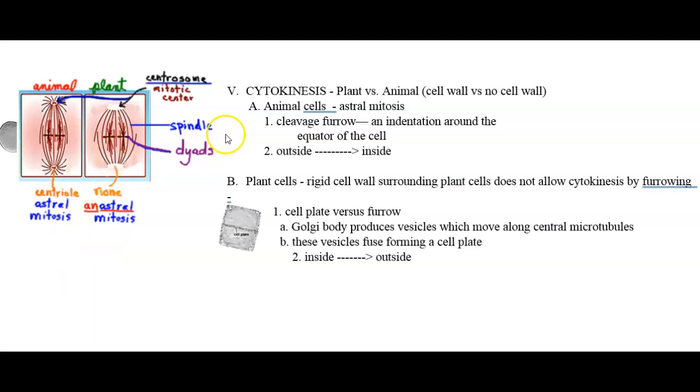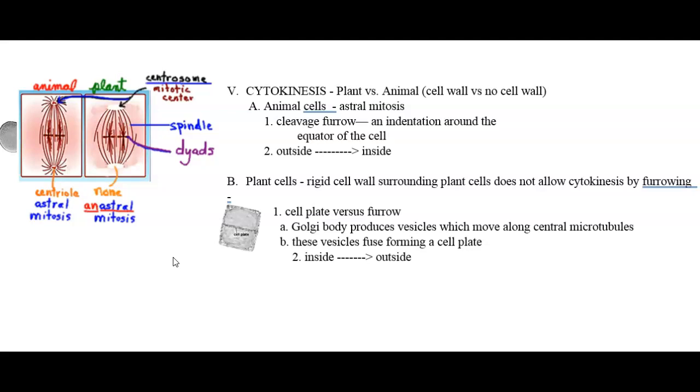Their cytokinesis is going to be a cleavage furrow, an indentation around the equator of the cell. It's going to be dividing from the outside in. Kind of like if you ever had those long balloons and you blew them up, you twist them, and you can make different animals out of them. It's kind of like that.